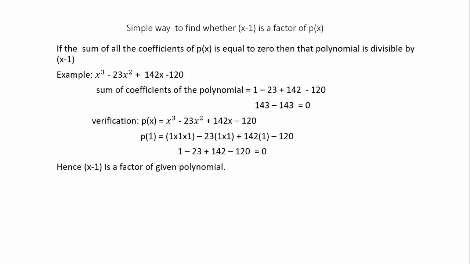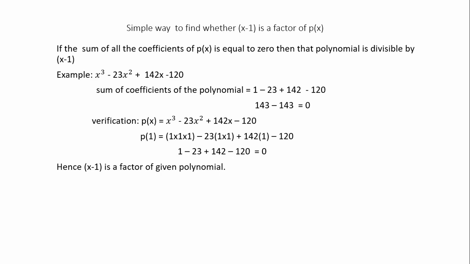At least you have for x minus 1 and x plus 1. There is a simple way to check whether x minus 1 is a factor of the given expression or not without actual division. If the sum of all the coefficients of p of x is equal to 0, and coefficients means numerical coefficients, then the polynomial is divisible by x minus 1.